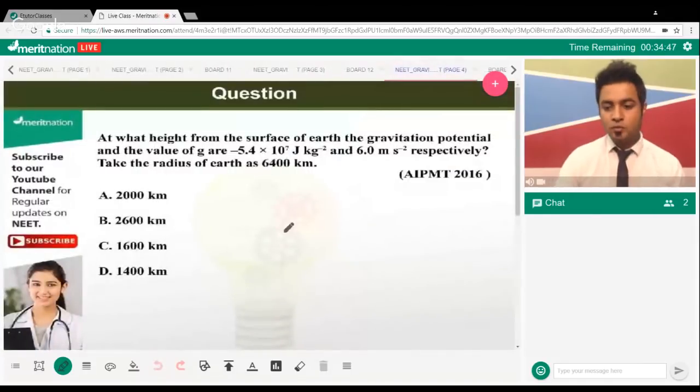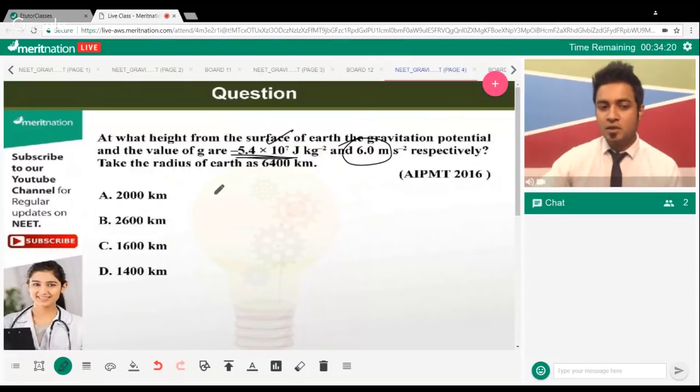Now we are taking up one more question here. At what height from the surface of Earth is the gravitational potential minus 5.4 into 10 power 7 and the value of g 6 meter per second square? They have given us the value of gravity at that height, and the gravitational potential at that particular distance. You just need to figure out the height.